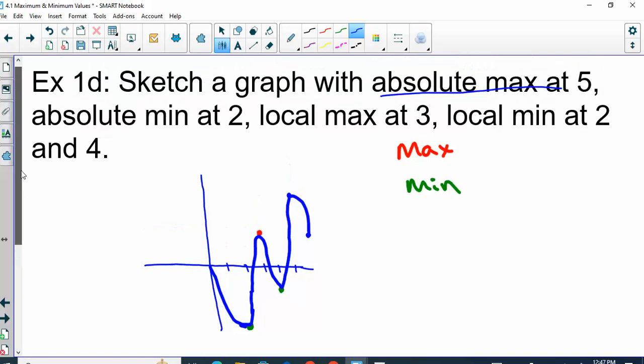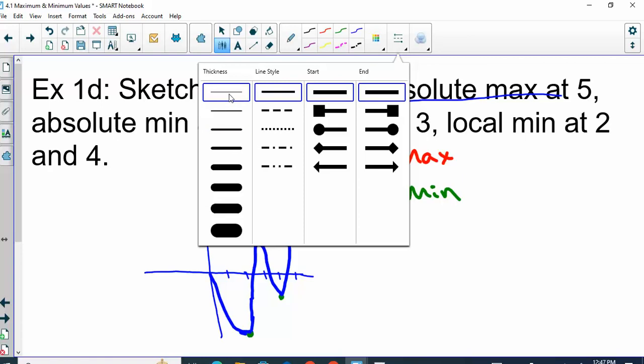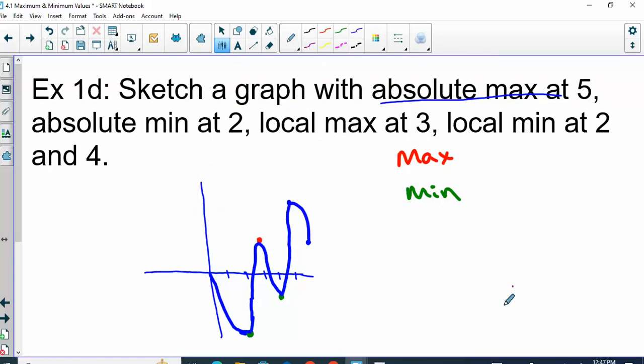So then let's run through and check. Do we have a highest point when x is 5? Absolute lowest point when x is 2? A local max at 3, local max or local min at 2 and 4. Do we meet our requirements? Yeah. There are different options for how to draw it. We just kind of guess here. So you just have to make sure that your graph works with what we're given.